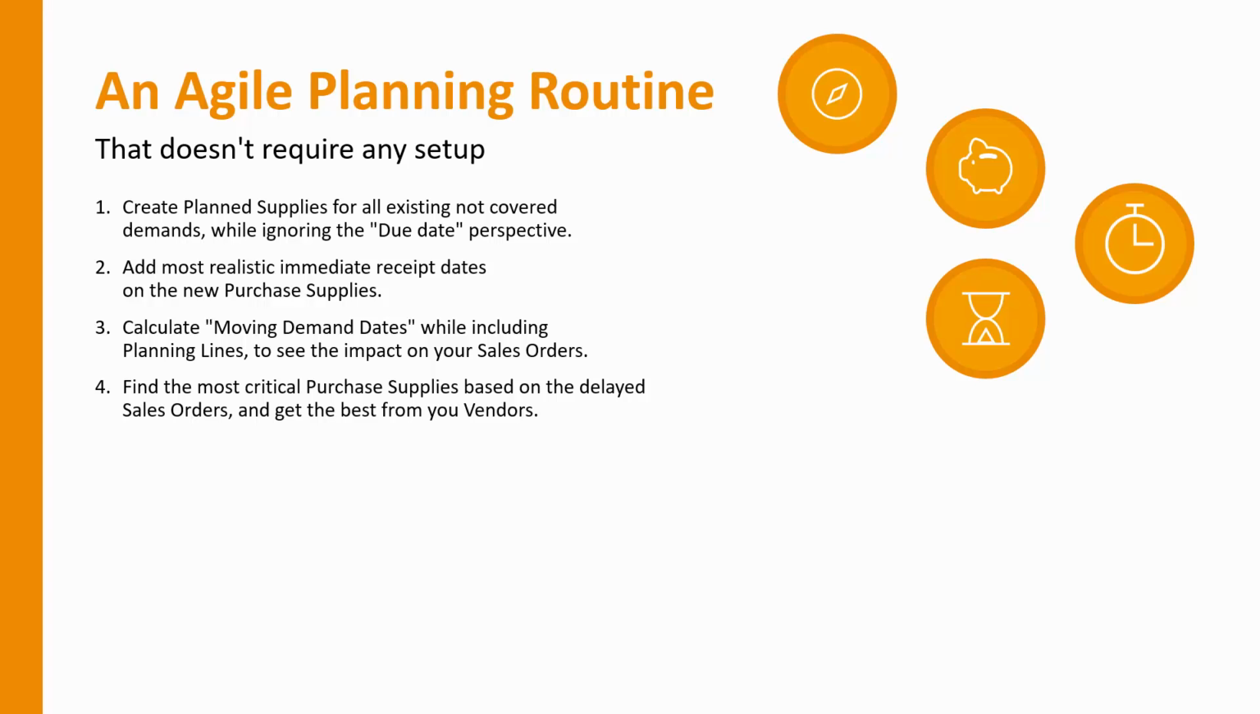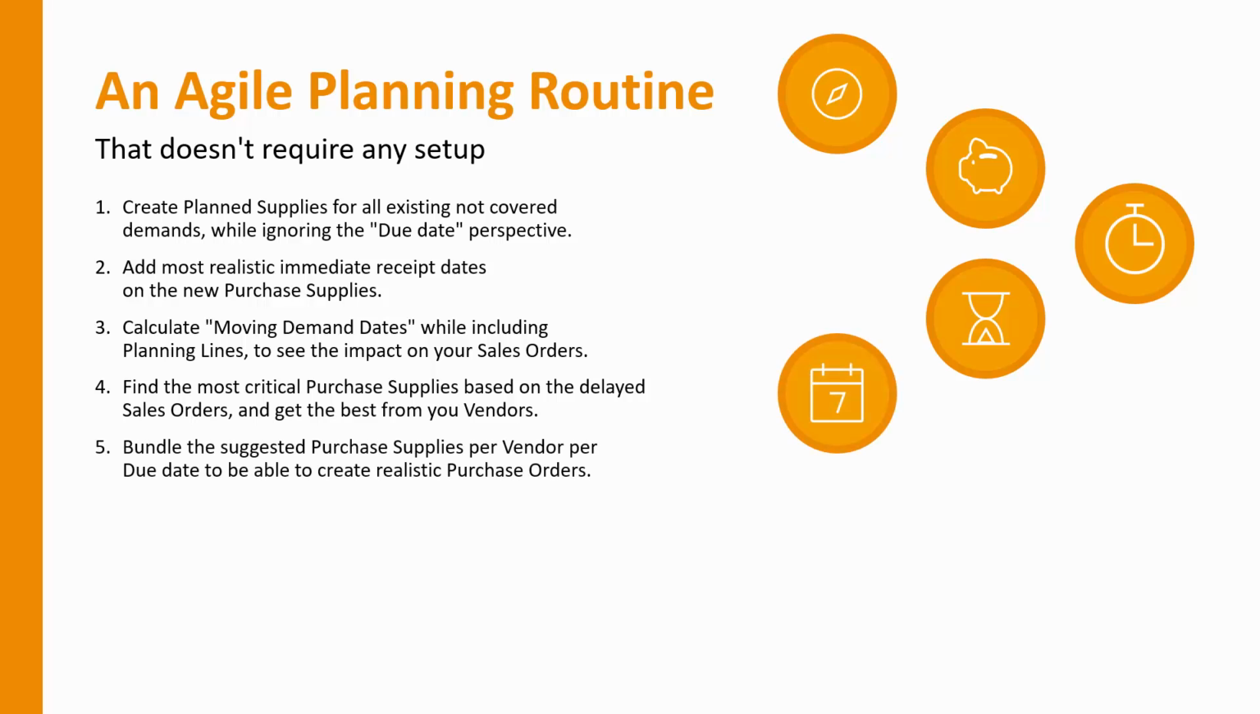Next, you will find the most critical purchase supplies based on the delayed sales orders and then get the best from your vendors. That is, take a discussion with your salespeople and find out which purchase supply is most problematic to fulfill sales orders, or which sales orders are delayed more than you can cope with, and then try to figure out the best possible solution on the purchase side.